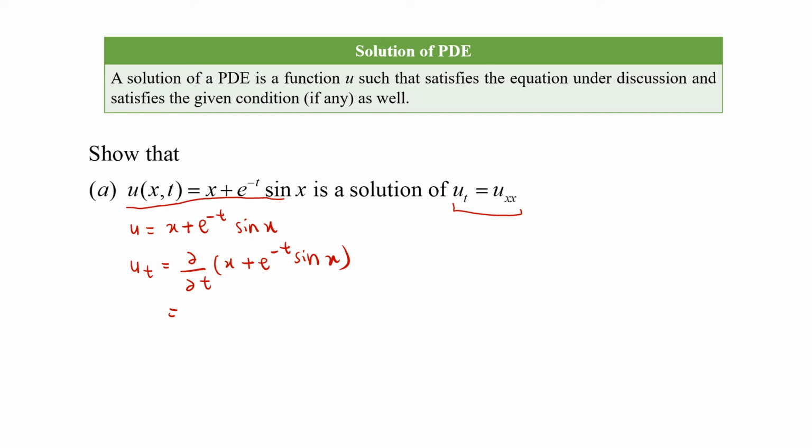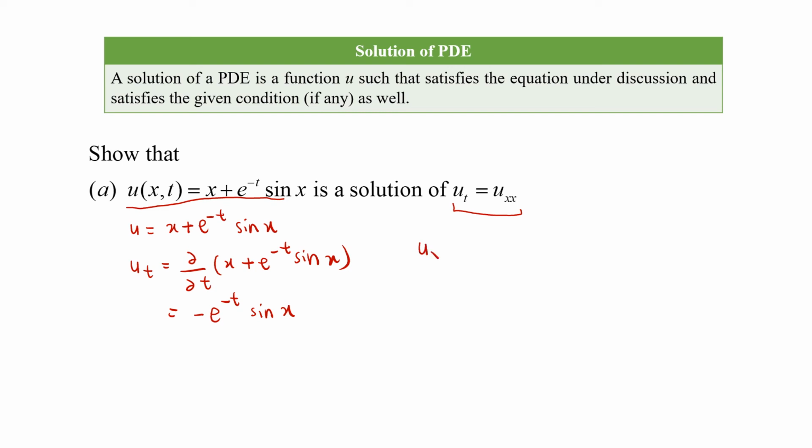When you differentiate x with respect to t, it will be equal to 0. Then you differentiate e to the power of negative t times sine x with respect to t, and you get e to the power of negative t, then differentiate negative t with respect to t to get negative 1. Sine x is considered a constant because this function of sine is in terms of x. Now we have the solution for ut.